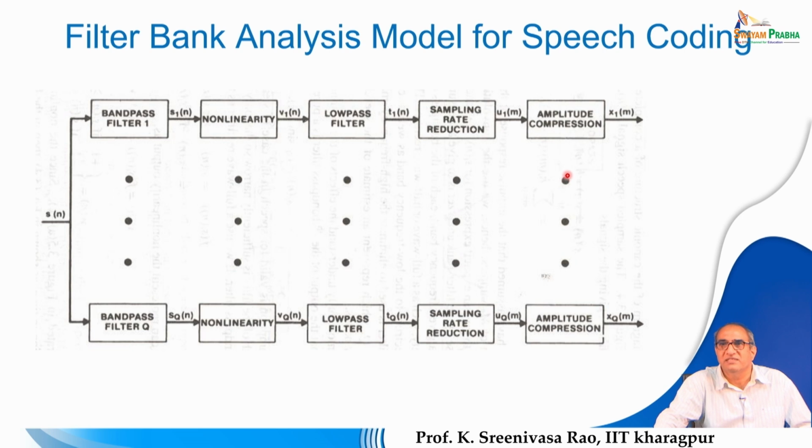And now these samples can be further reduced by using appropriate amplitude compression. Instead of 12 bits, you can represent with 6 bits or 7 bits. With that, the total data rate can be reduced from 240 kilobits per second, that is 240,000 bits per second, to 4800 or 5600 bits per second.